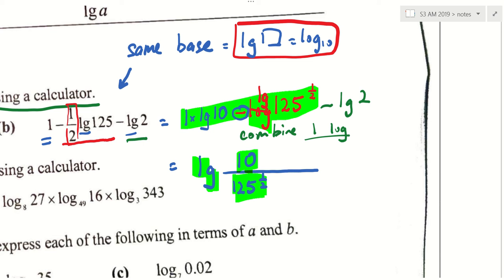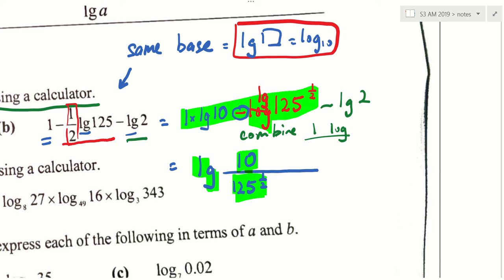I haven't finished yet, right? So is the green part okay? After I put LG, Xinghui, do you agree now I can combine the LG and I put 10 on top, I put 125 to the power of half below. That's okay. Now, LG10 is one, correct?